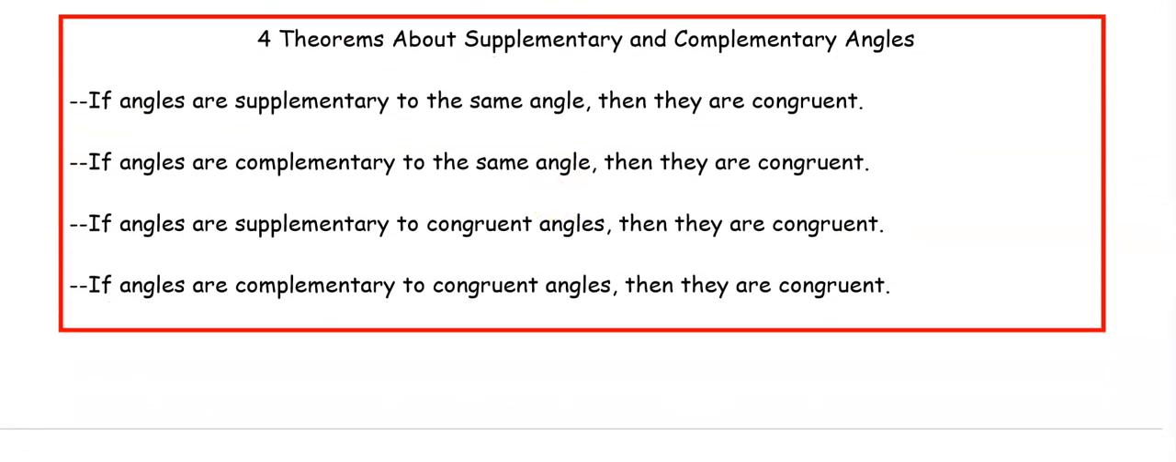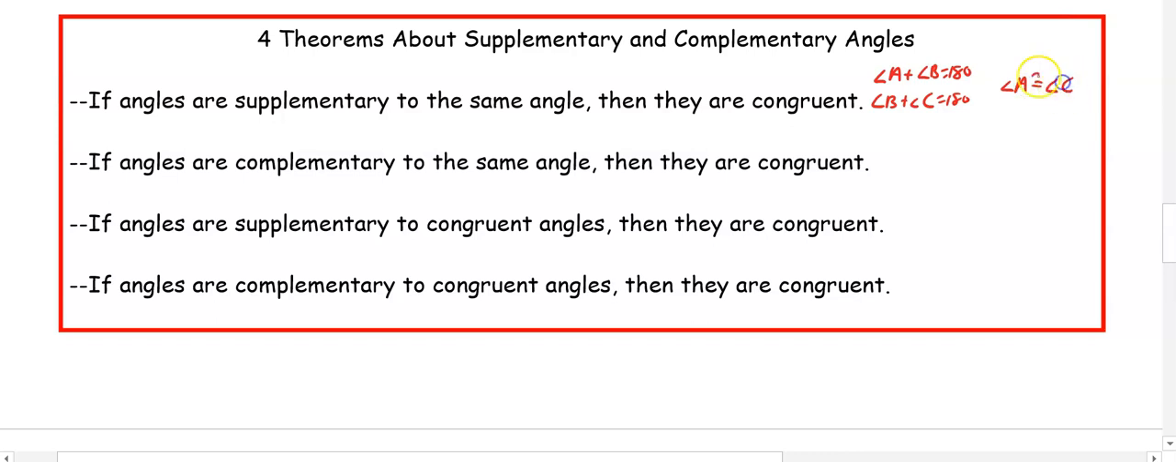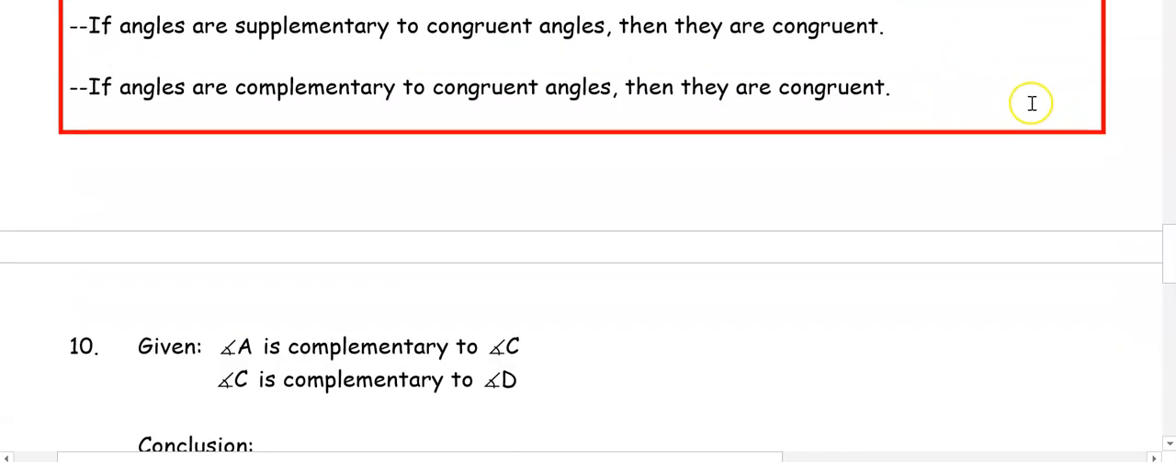Okay, so our last part today is these 4 theorems that we're going to talk about and then apply. So the 4 theorems: if an angle is supplementary to the same angle, they are congruent. For example, if angle A plus angle B is equal to 180, and angle B plus angle C is equal to 180, that means that angle A is congruent to angle C. The same thing happens with the complement.